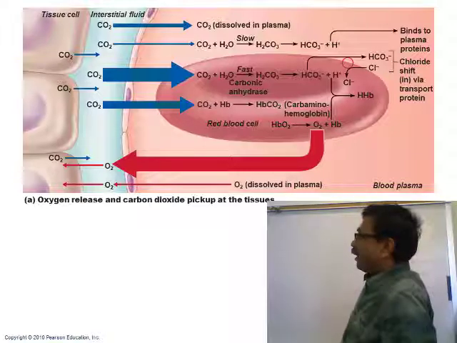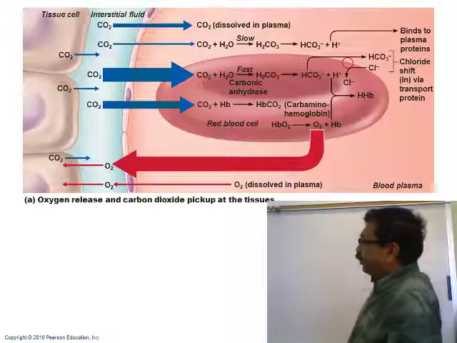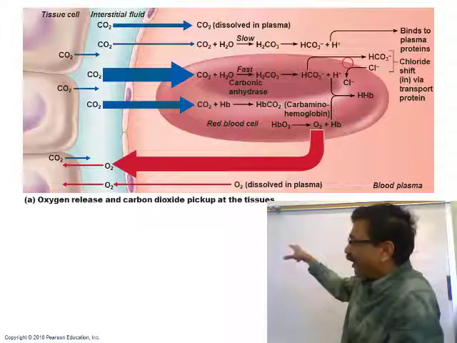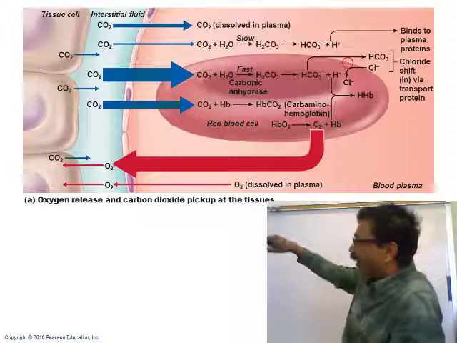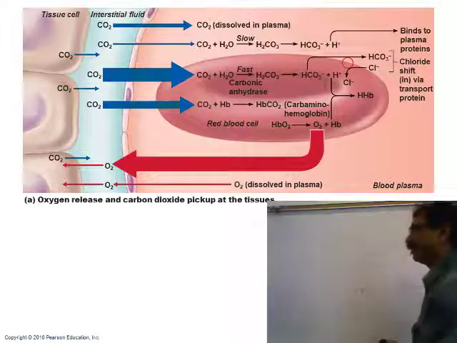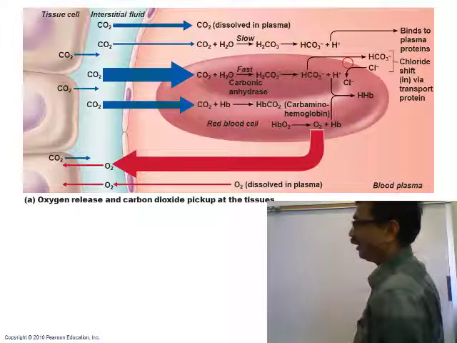That means 70%, most of the carbon dioxide. And after the bicarbonate is formed, you see the bicarbonate is pushed out from the red blood cell. That means the bicarbonate goes to the plasma outside of the red blood cell and is transported by the plasma as bicarbonate.